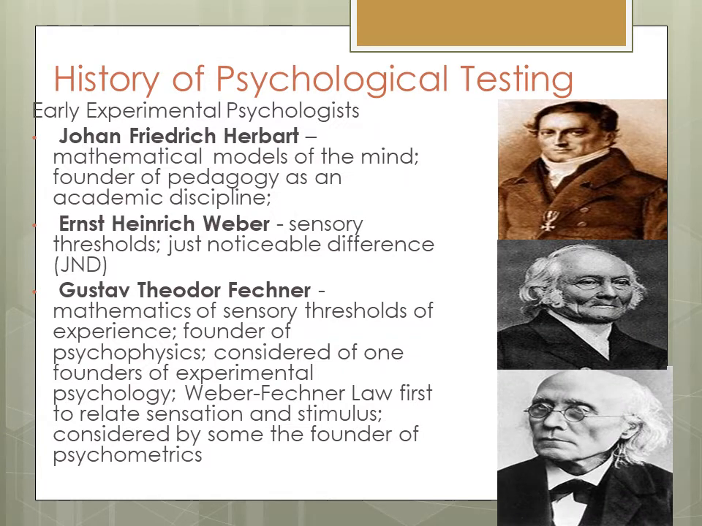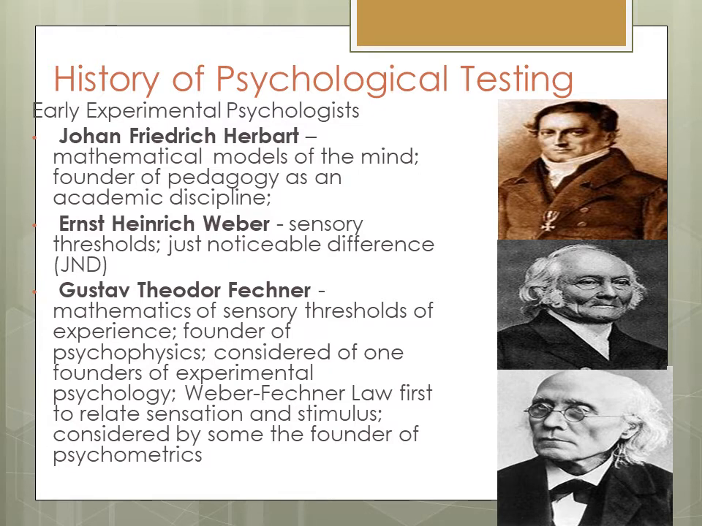Now let's go to the early experimental psychologists back then. First, we have Johann Friedrich Herbart. He's a mathematician. He used mathematical models of the mind, and he is the founder of pedagogy as an academic discipline. Pedagogy is actually a teaching method that is still used and explored until now. He believed that the mind can actually be computed mathematically.